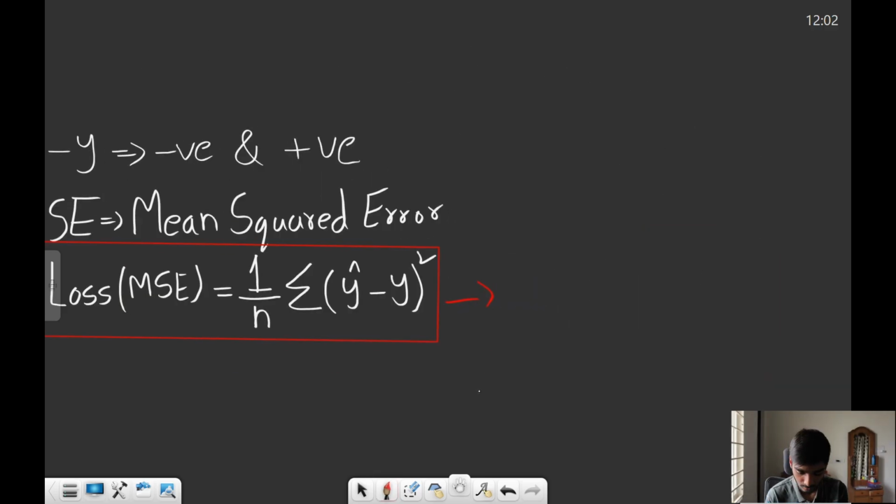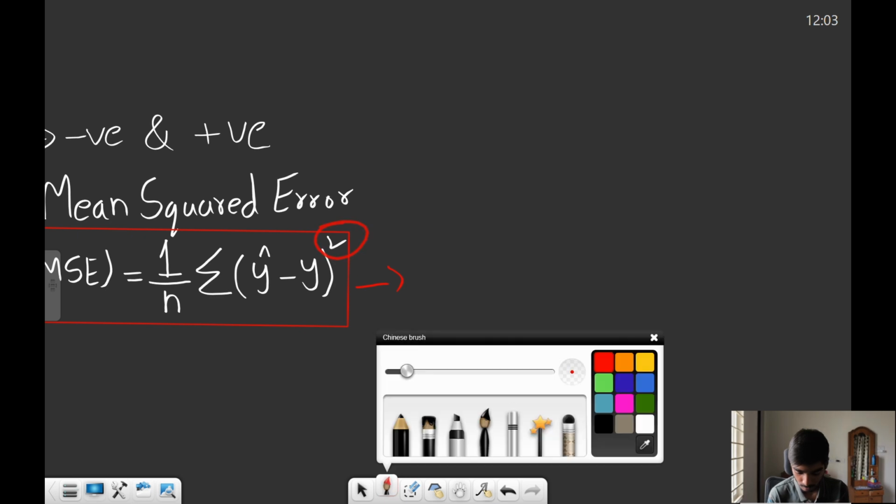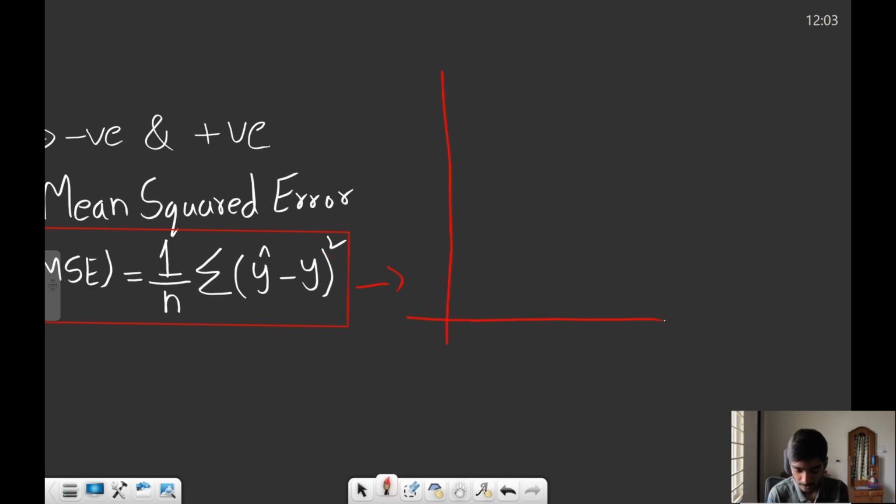Now consider this. This loss function is simply a quadratic equation. As we know, the shape of the graph for a quadratic equation is U-shaped, either upright U or inverted U. Just remember this, we'll get into this during gradient descent. So the graph of a quadratic curve is U-shaped.